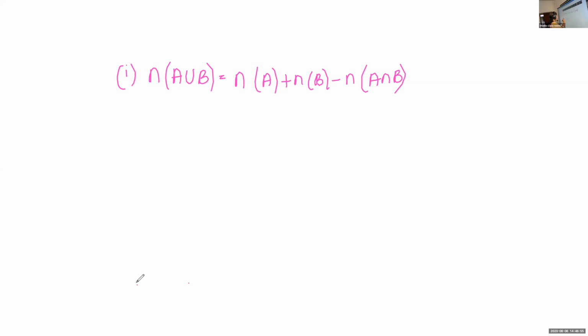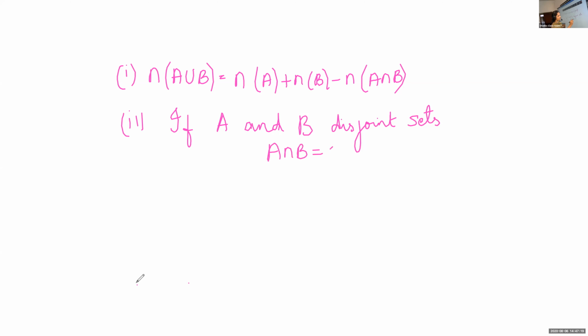And what is the second one we discussed? If A and B are disjoint. What is the meaning of disjoint? Disjoint sets. No common elements. Very good. No common elements. There is no common element here. So if A and B are disjoint sets, then we know that A intersection B is the empty set.